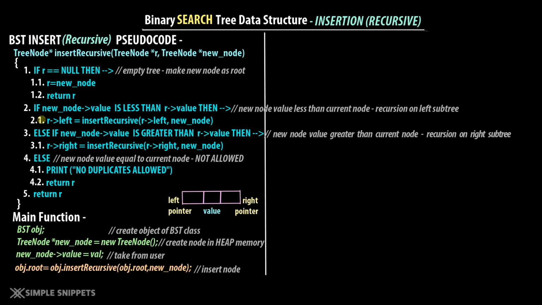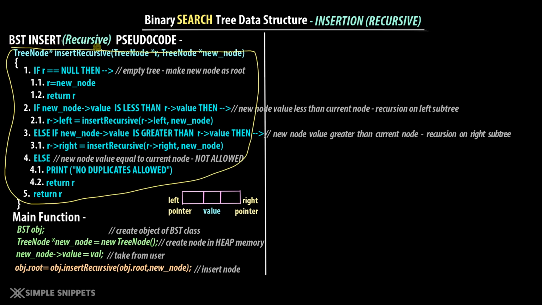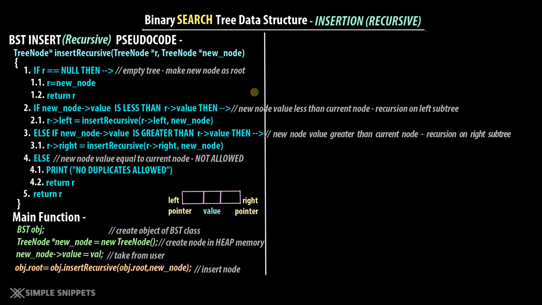So as you can see on the screen, this is the entire pseudocode for binary search tree insertion using recursive function or recursion. Now before we proceed, I'm assuming that you guys have already seen the other videos on binary search tree, or you already have a good idea about what is binary search tree, how insertion works, at least theoretically the working. And I'm also assuming that you guys already know the concept of pointers, the concept of recursion, the concept of object-oriented programming, that is objects and classes, etc.